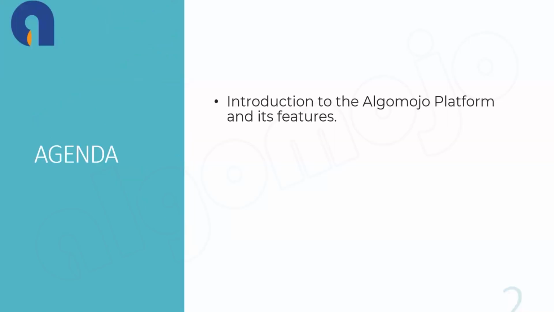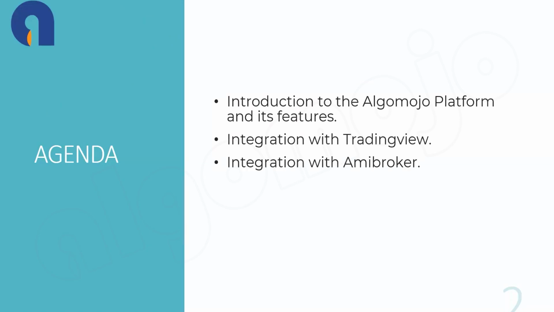The agenda for today is we'll start with a small introduction to Algomojo platform and the features it offers. Then let's look at how we integrate with some of the strategies in TradingView for automation. If anybody is interested, we can look at how we do it with Amibroker also. A small brief about Algomojo support. And if you have any queries, we can answer them.